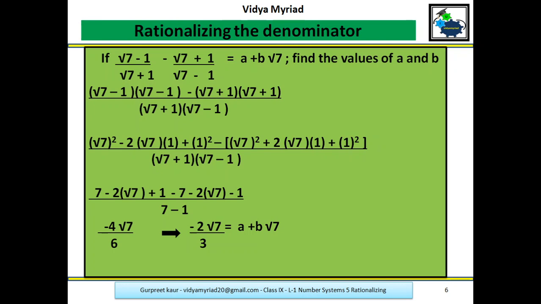Now I have to find out the value of a and the value of b. If you look here, we are left with only the root 7 expression, there is no a, so I will write a as 0 and b as minus 2 upon 3.